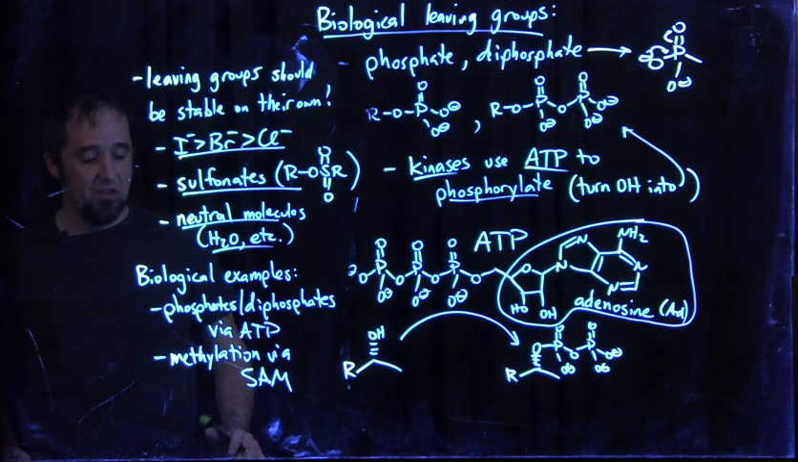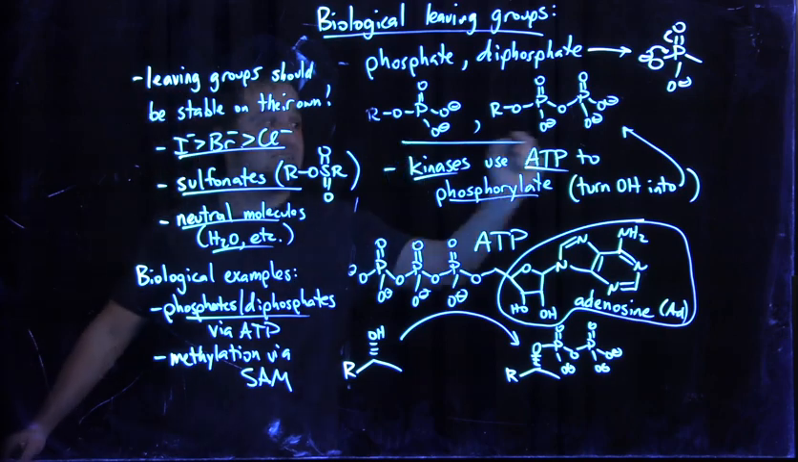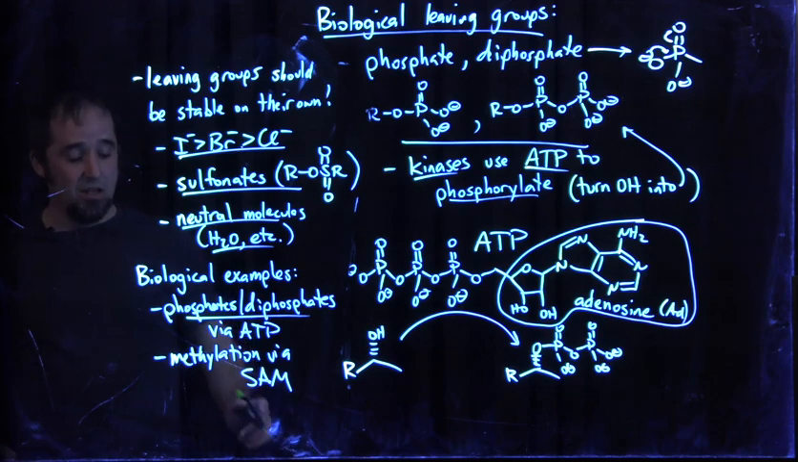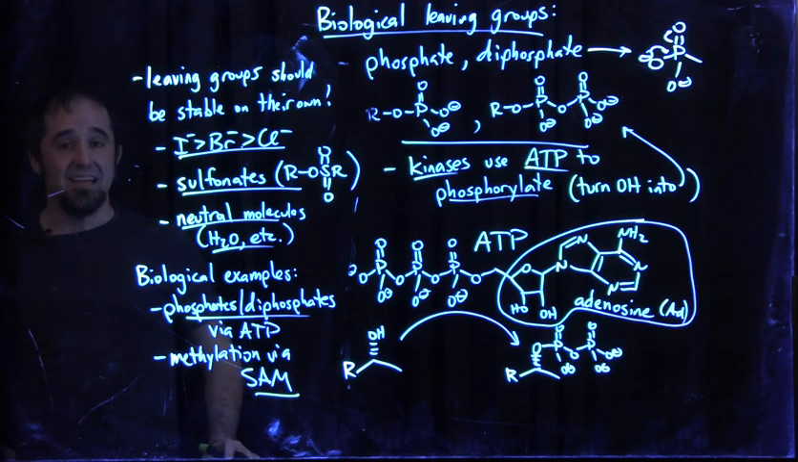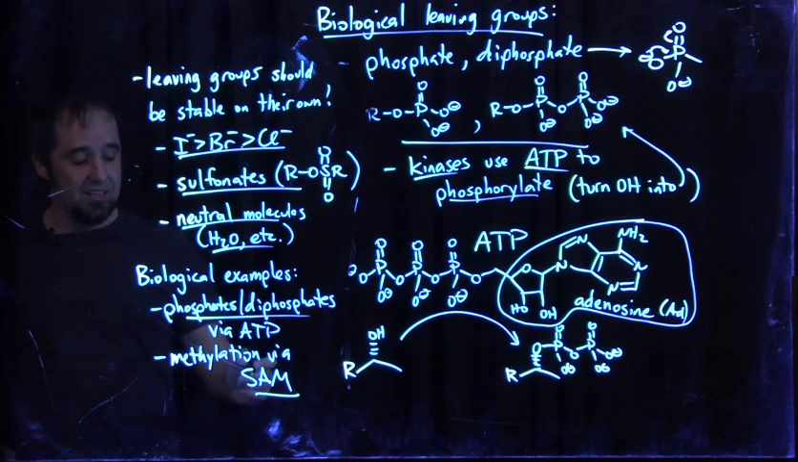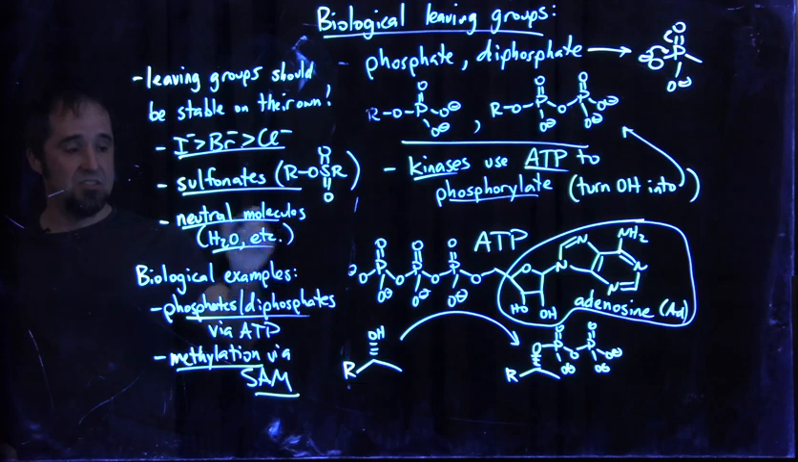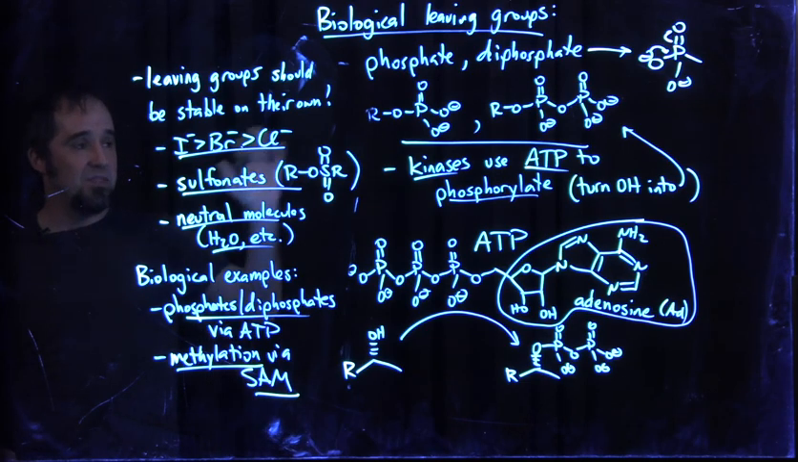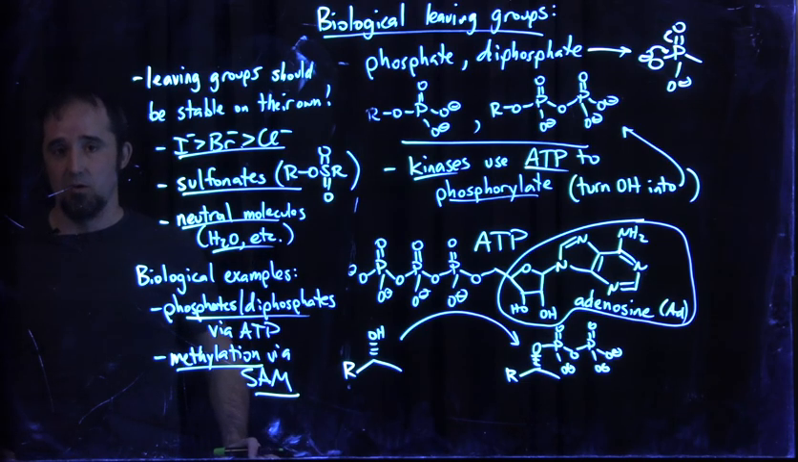Biological examples of this are phosphates and diphosphates, which we get via ATP, and the enzyme classes called kinases. And we can also use stuff like SAM, S-adenosylmethionine, to show methylation. And again, the leaving group there is just a giant neutral molecule, adenosylmethionine. So leaving groups, stable on their own, important for this reaction and others that we'll cover this term.